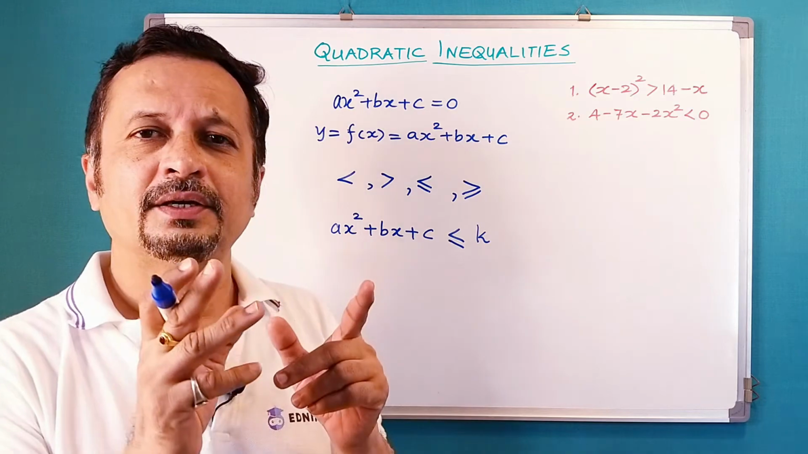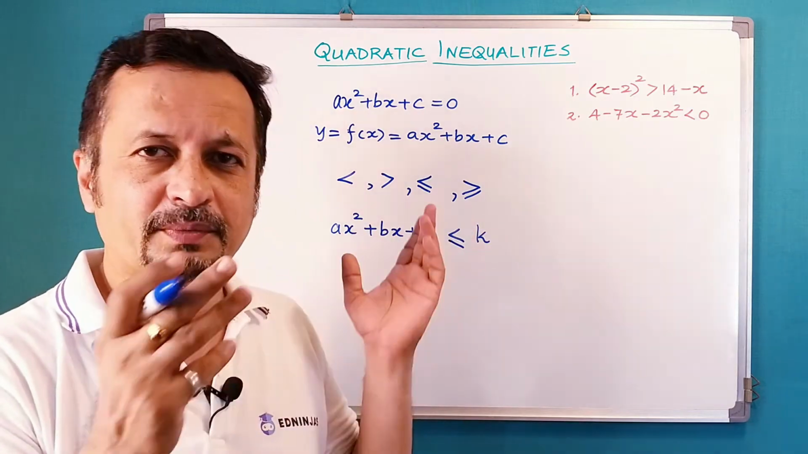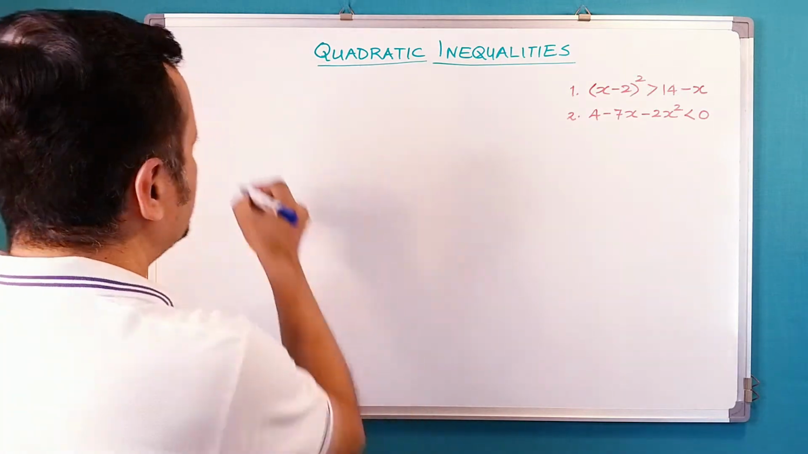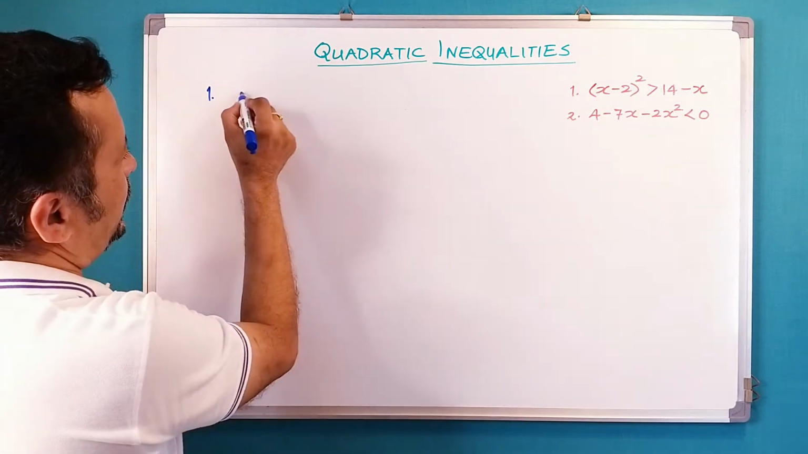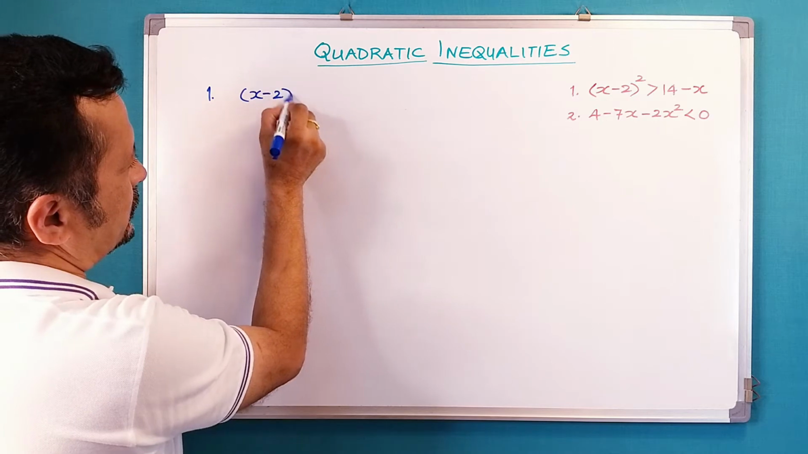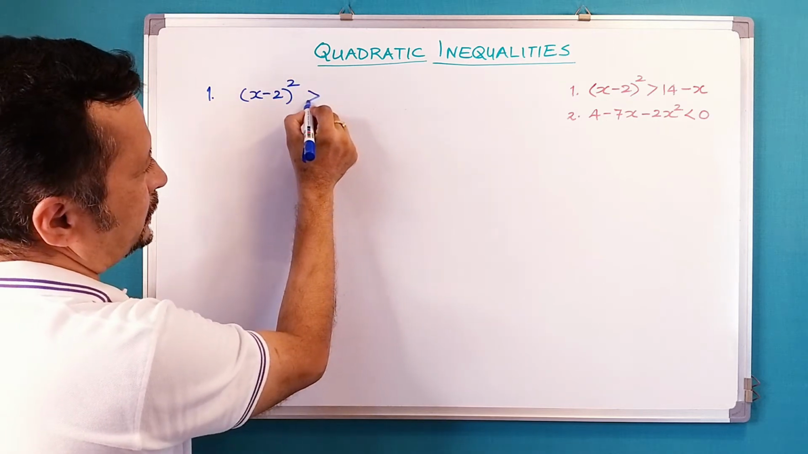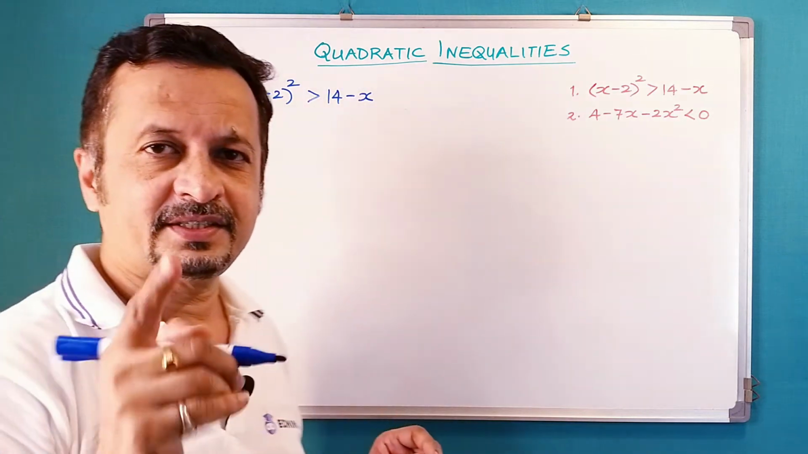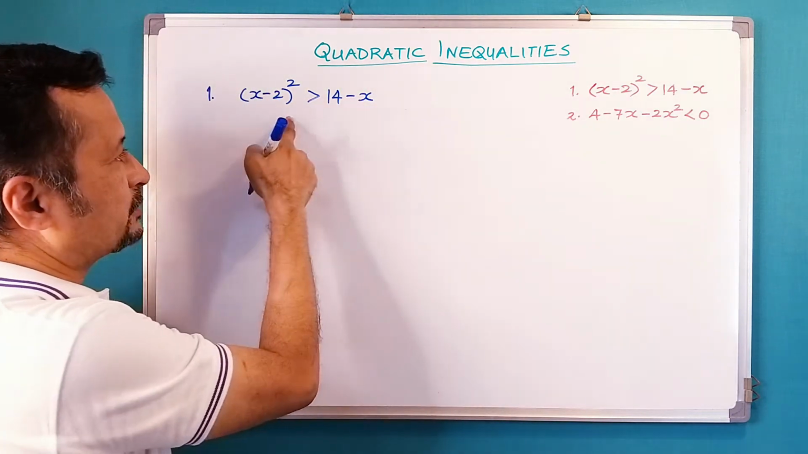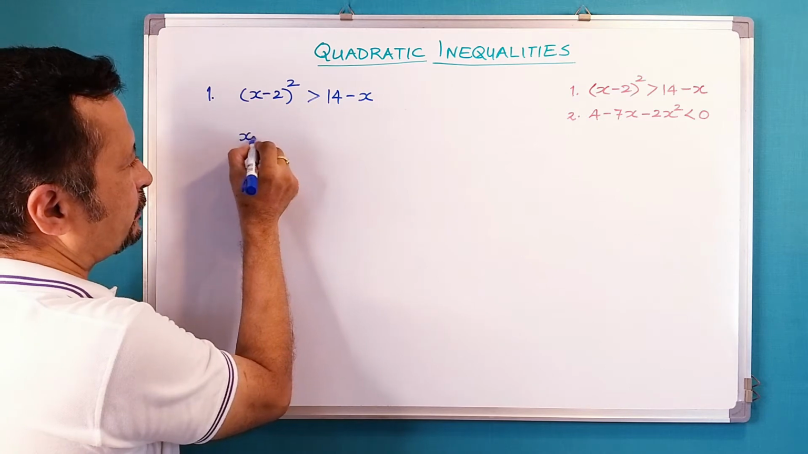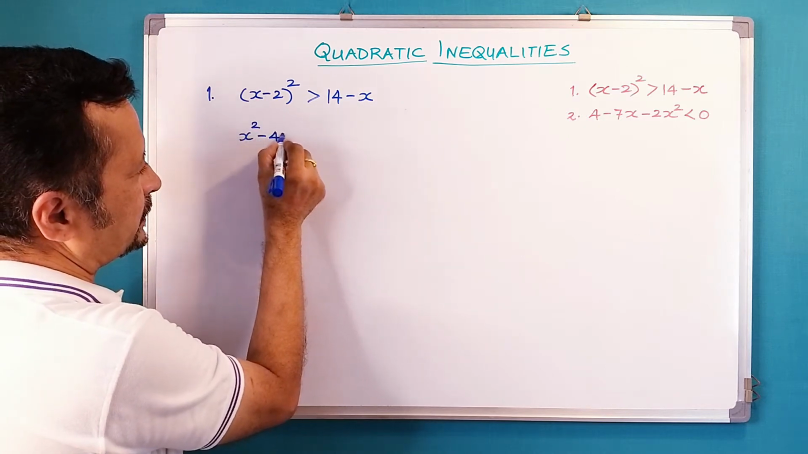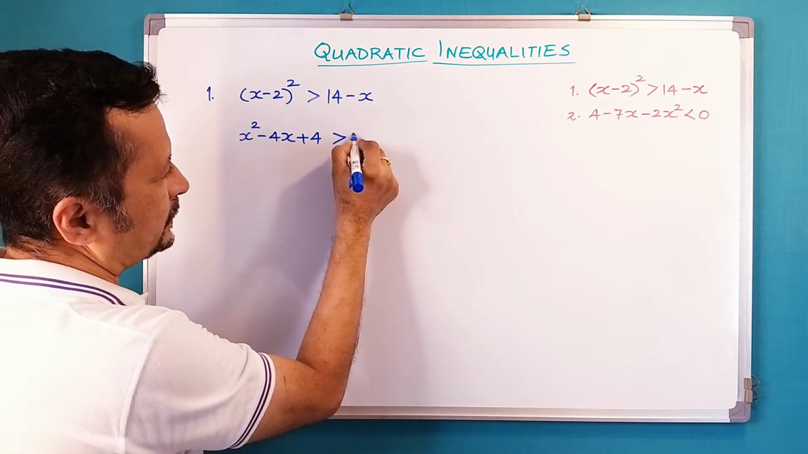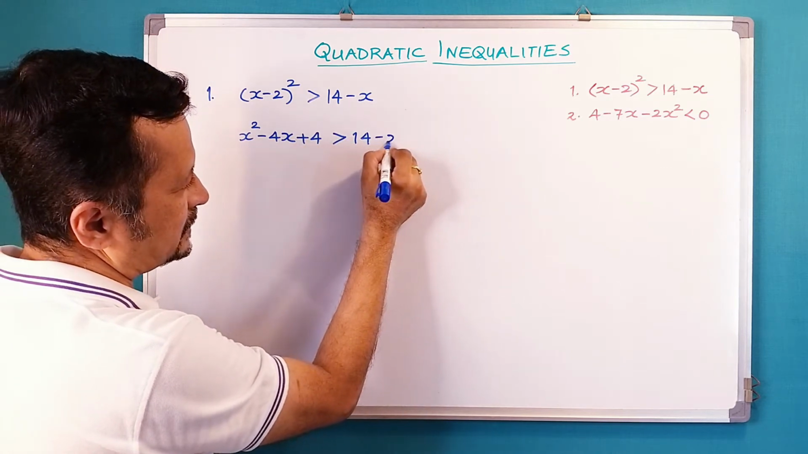Let us take two examples one by one. Of course, I have written the examples over there. So example number 1: x minus 2 square is greater than 14 minus x. My first step would be expanding this bracket. So it would be x square minus 4x plus 4, and this is greater than 14 minus x.